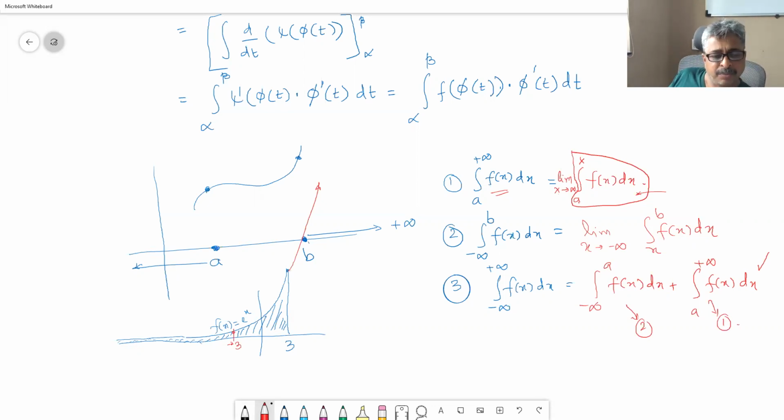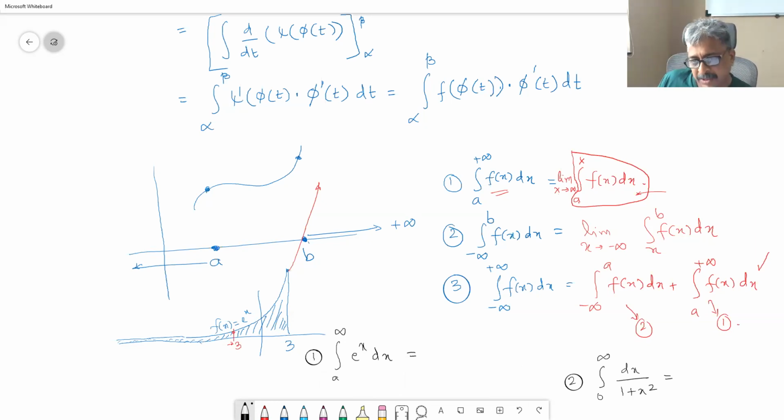Okay, let us see in real life whether this will be useful or not. Question 1: find out integral a to infinity e raised to x dx. How much? Question 2: integral zero to infinity dx upon 1 plus x square is equal to. Okay, I give you 2-3 minutes, then I write that solution, and that is where we stop for the day.